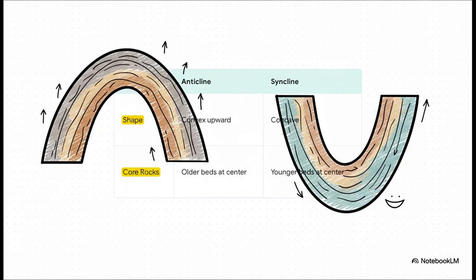This leads us to the two big players in the fold world, anticlines and synclines. An anticline is an upfold, and it literally looks like a capital A. Super easy to remember, right? A for anticline. In an anticline, the oldest rocks get pushed up right into the center. The opposite is a syncline. That's a downfold, kind of shaped like a U or even a smile. And you guessed it, in a syncline, the youngest rocks are the ones you'll find in the middle.